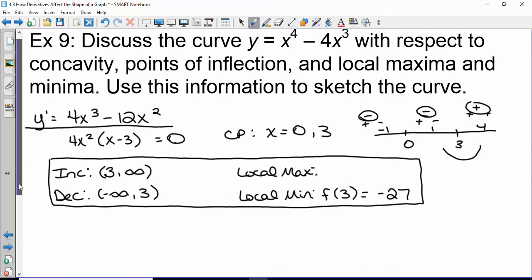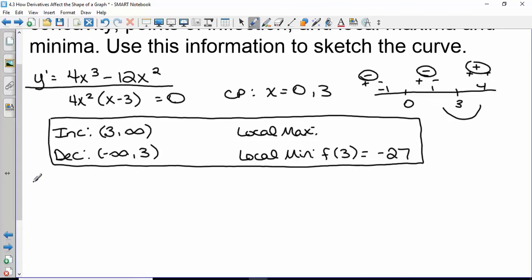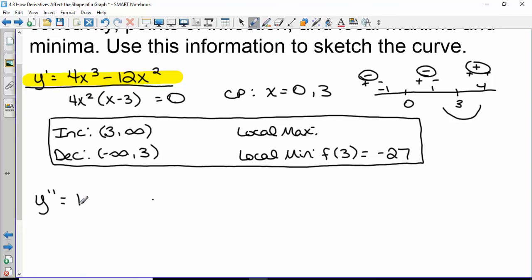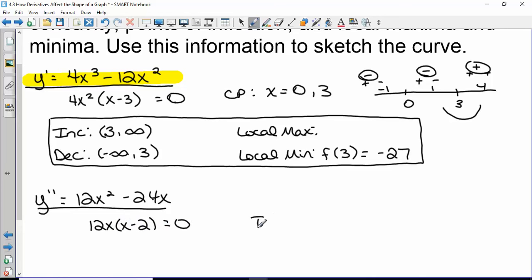Today's piece, the concavity, we're just adding to this. So we have to do the second derivative. I recommend it's going to be a lot easier to do the derivative where we were at before we factored this, so you don't have to do a product rule. So that would give me a 12x squared minus 24x. So that's my second derivative. Take out a 12x, set that equal to 0. So my inflection points are what?